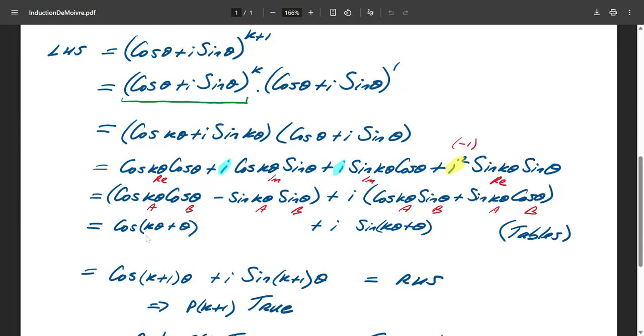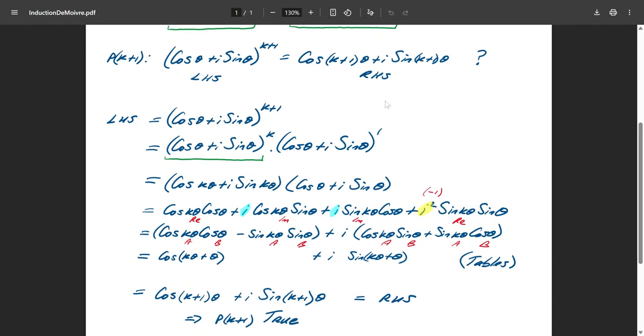And then what you can do is take out what's common. I mean, there's a theta in each term here. Take the theta outside, you're left with k plus 1. And take the theta out here, you're also left with k plus 1. And if you look at what you've just got there, that happens to be the right-hand side that we were trying to prove up here. So we've now proved that the left-hand side that we started off with is now equal to the right-hand side.